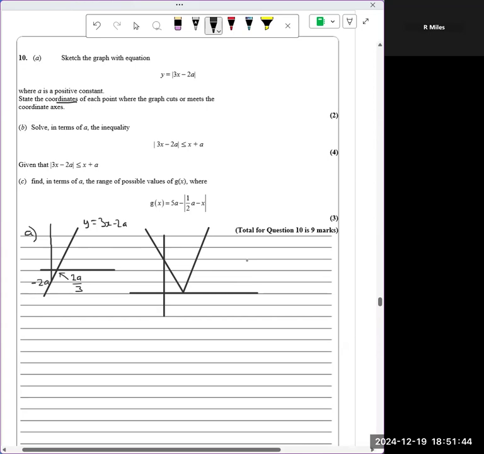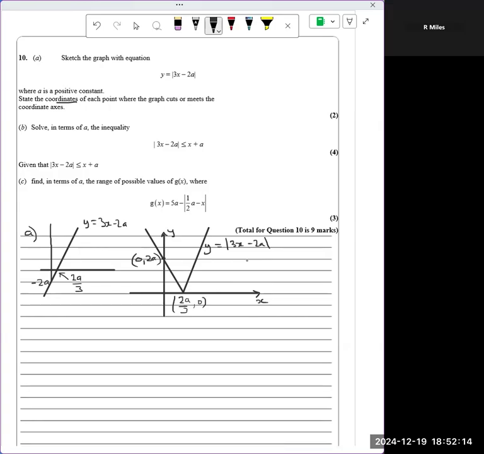So this is 2a over 3 comma 0, and the y-intercept now is positive, so it's 0 comma 2a. Okay, why not label the y-axis just for good measure and the x-axis, and let's label the graph mod 3x minus 2a mod. Okay, so that is my answer.